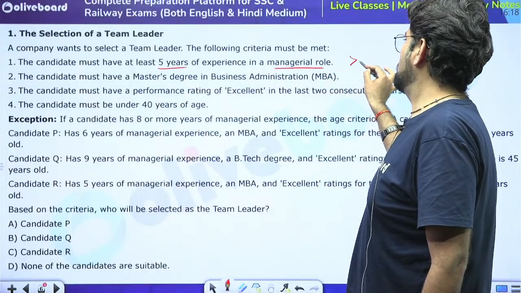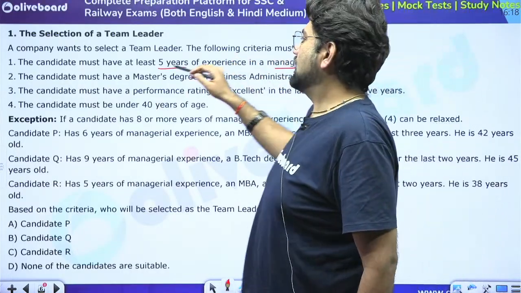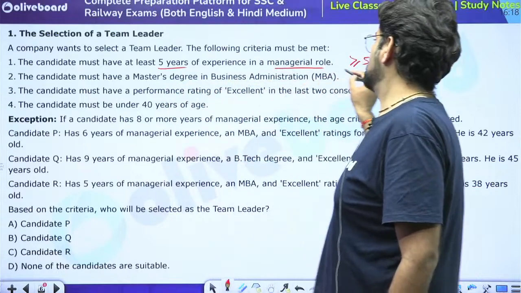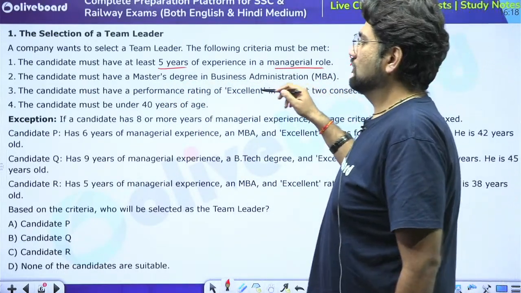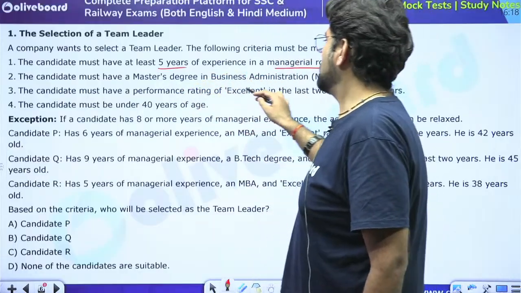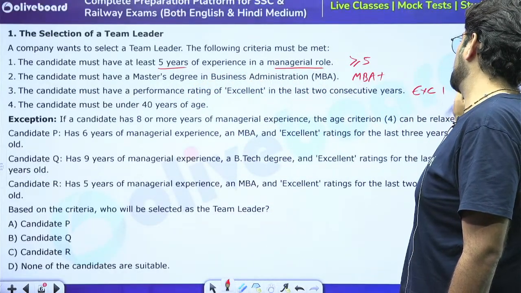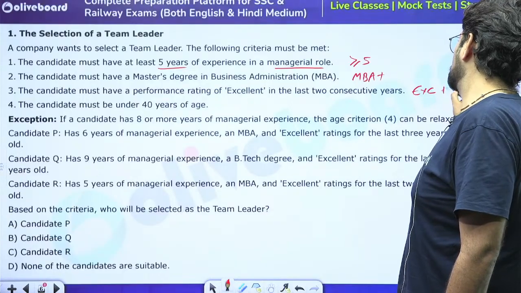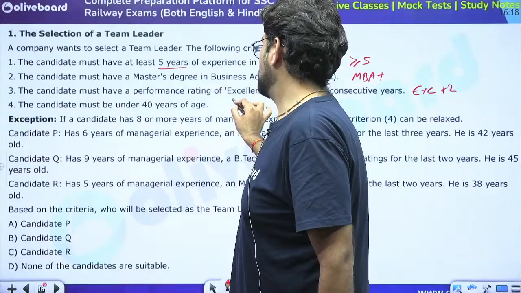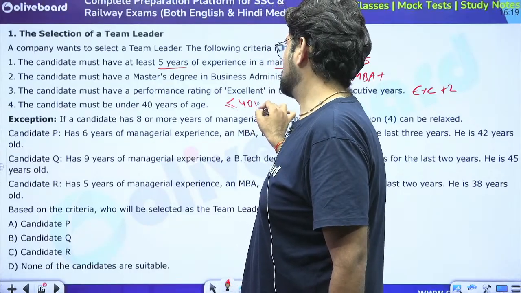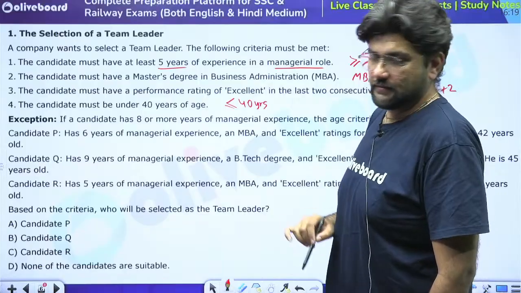So the experience should be greater than or equal to 5. Minimum 5 years is required. The candidate must have a master's degree in business administration. That means MBA is a must, compulsory. The candidate must have a performance rating of excellent in last 2 consecutive years. So he should have an excellent rating in the last 2 years, 2+ years. Okay. Candidate must be under 40 years of age. So his age should be less than or equal to 40 years. These are the 4 criteria which are compulsory to be met.